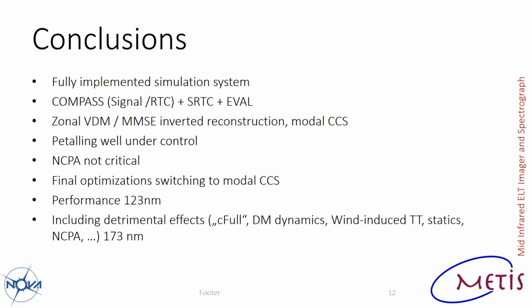Petaling is well under control. NCPA we have seen, and in the orders of magnitude that we expect, is also under control. We need to do some final optimizations with switching to modal, and the performance is, I think, almost the same as the one that Charlotte showed earlier, 123 nanometers. And if we include lots of things that destroy the performance, then we go up to 173. That's it. Thank you.